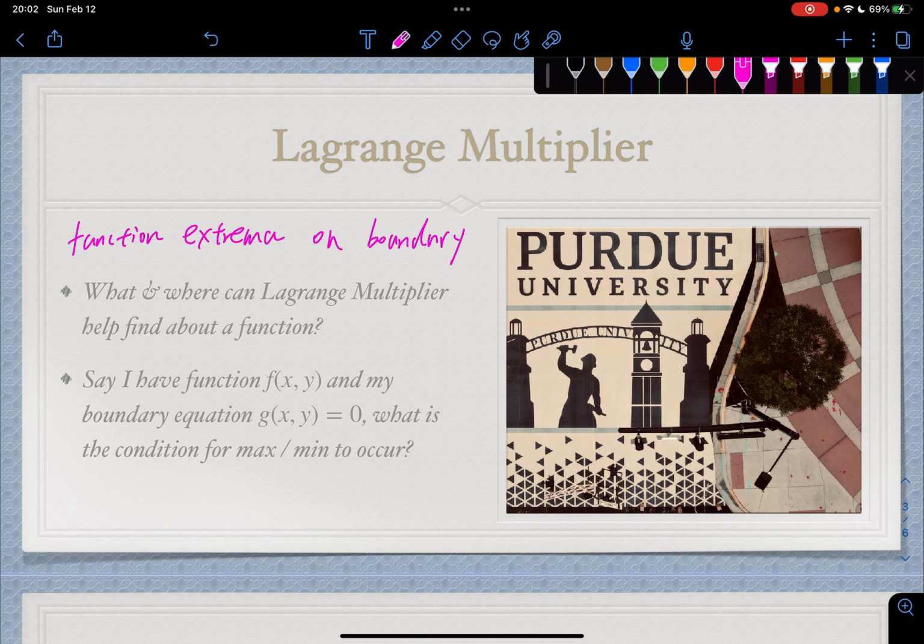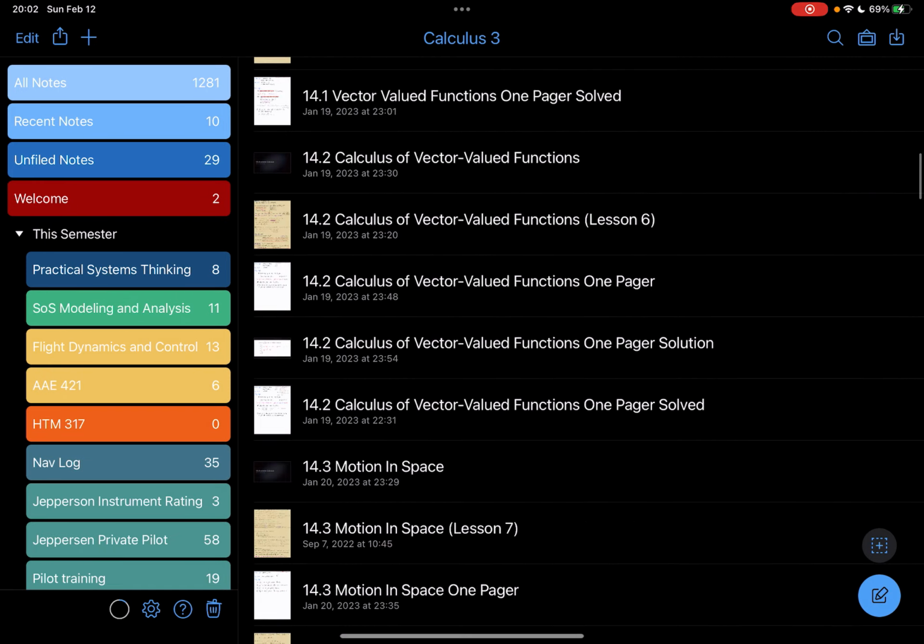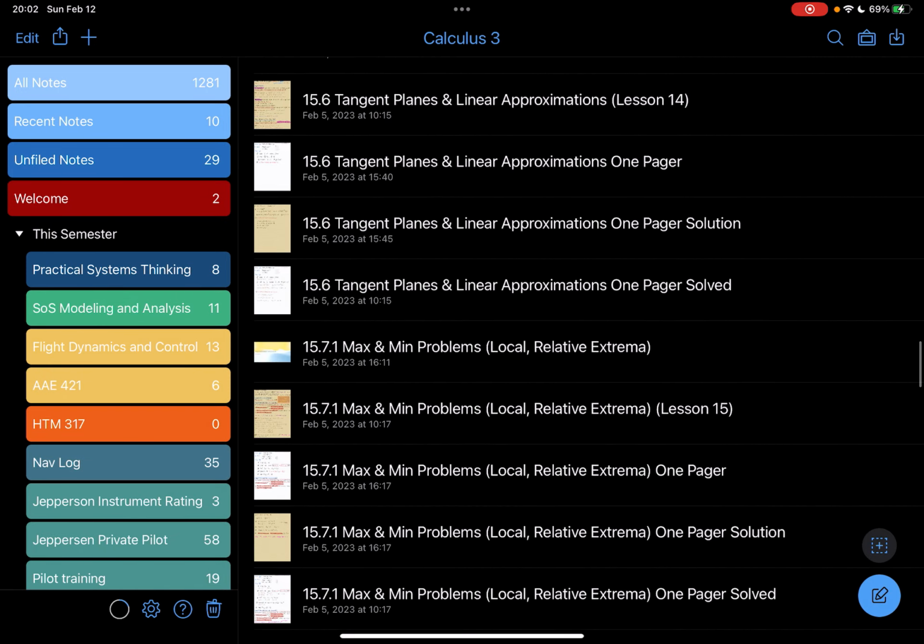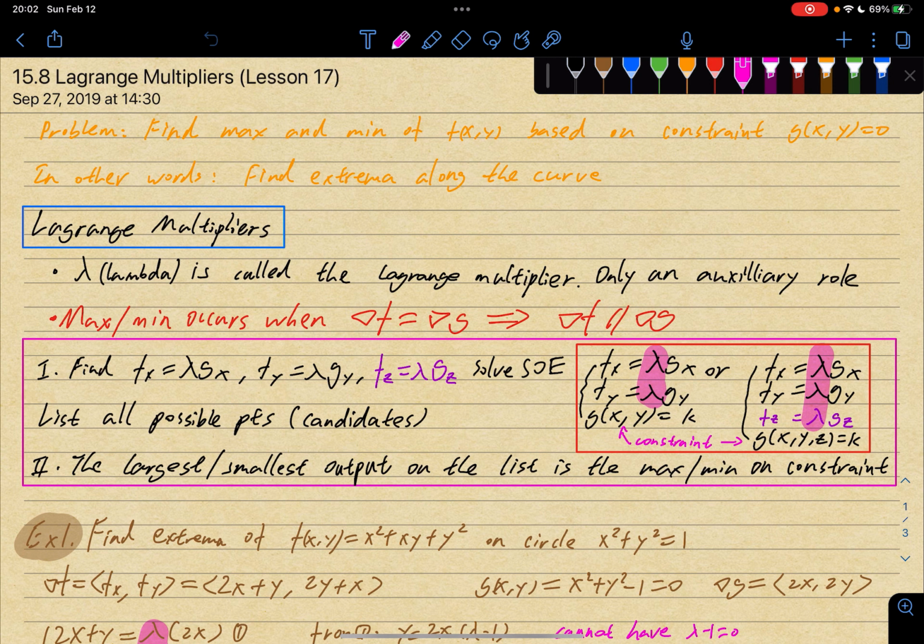Okay, so let's say I have a function of x and y, and my boundary equation is g. What is the condition for maximum and minimum to occur? I think the professor during your lecture has already taught you that maximum and minimum will occur when the gradient of the function is parallel to the gradient of the constraint function. And this is the Lagrange multiplier.